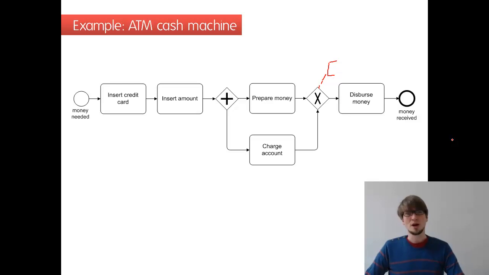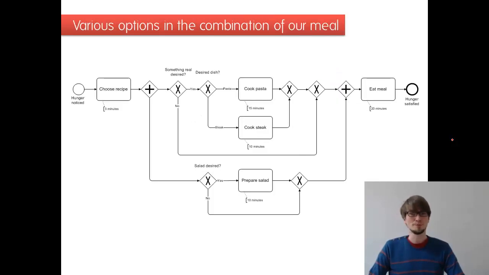There's one more gateway we want to have a quick look at, and then we do a demo. Let's imagine we want to have basically all options, okay? So really all options. Currently, it means I parallelize here, so I can have salad and the main dish, but I can skip the salad. I can skip the main dish, okay? Or I can make pasta or steak. I can even make nothing, actually. That works here. And this is maybe not the nicest process, right? Because it's a bit hard to grasp.